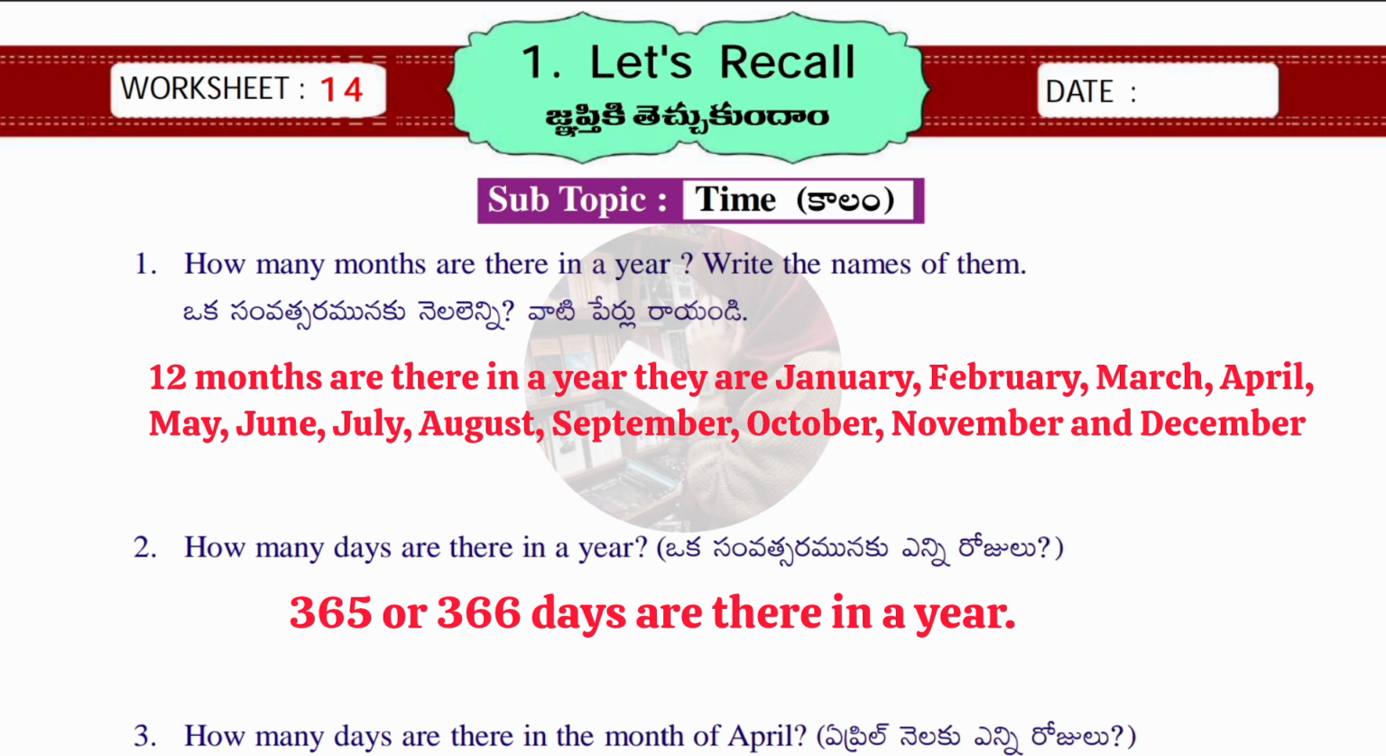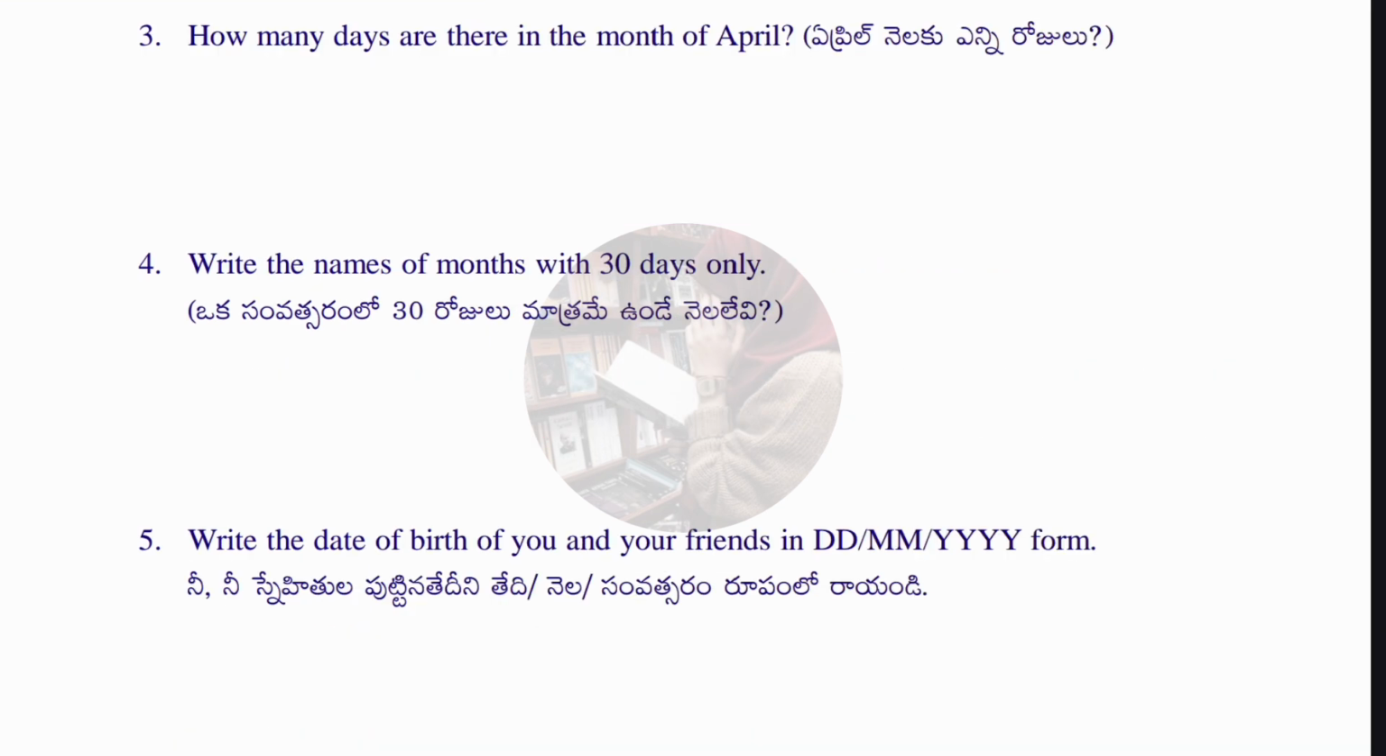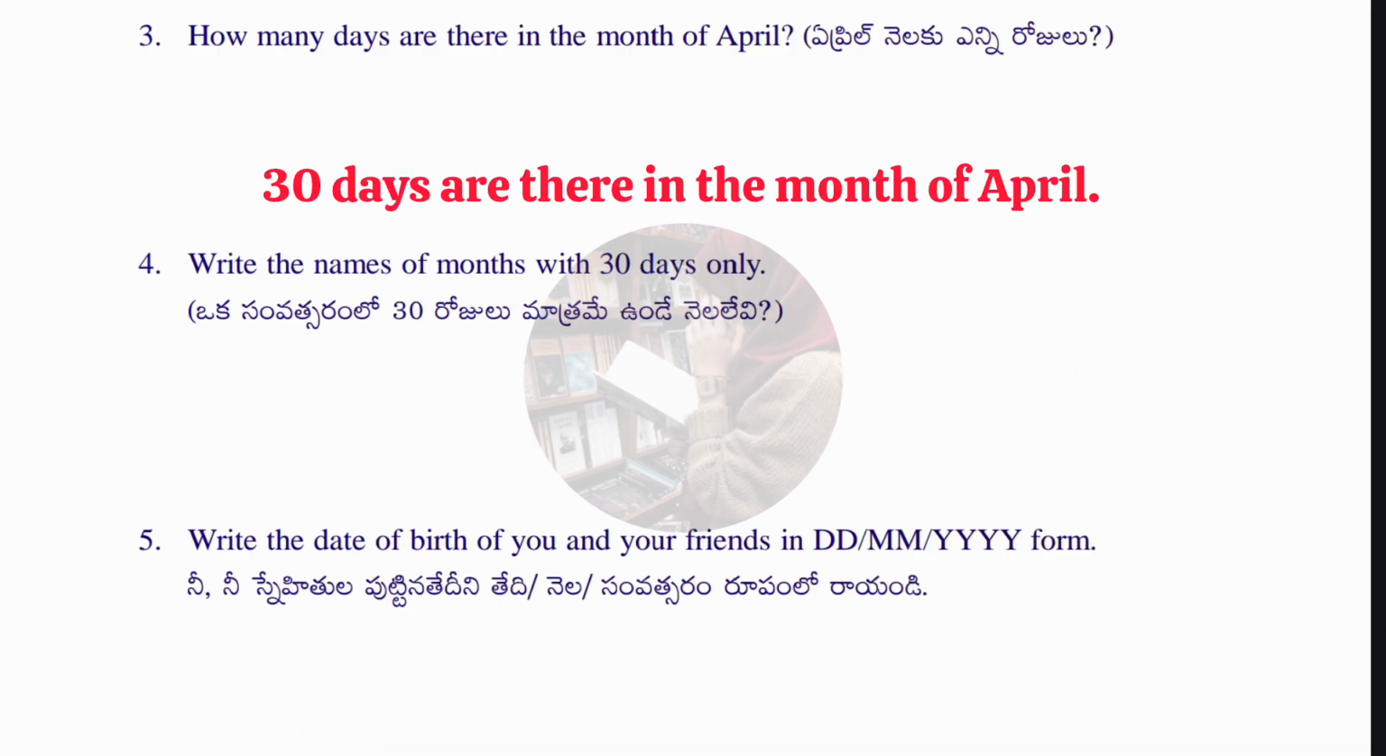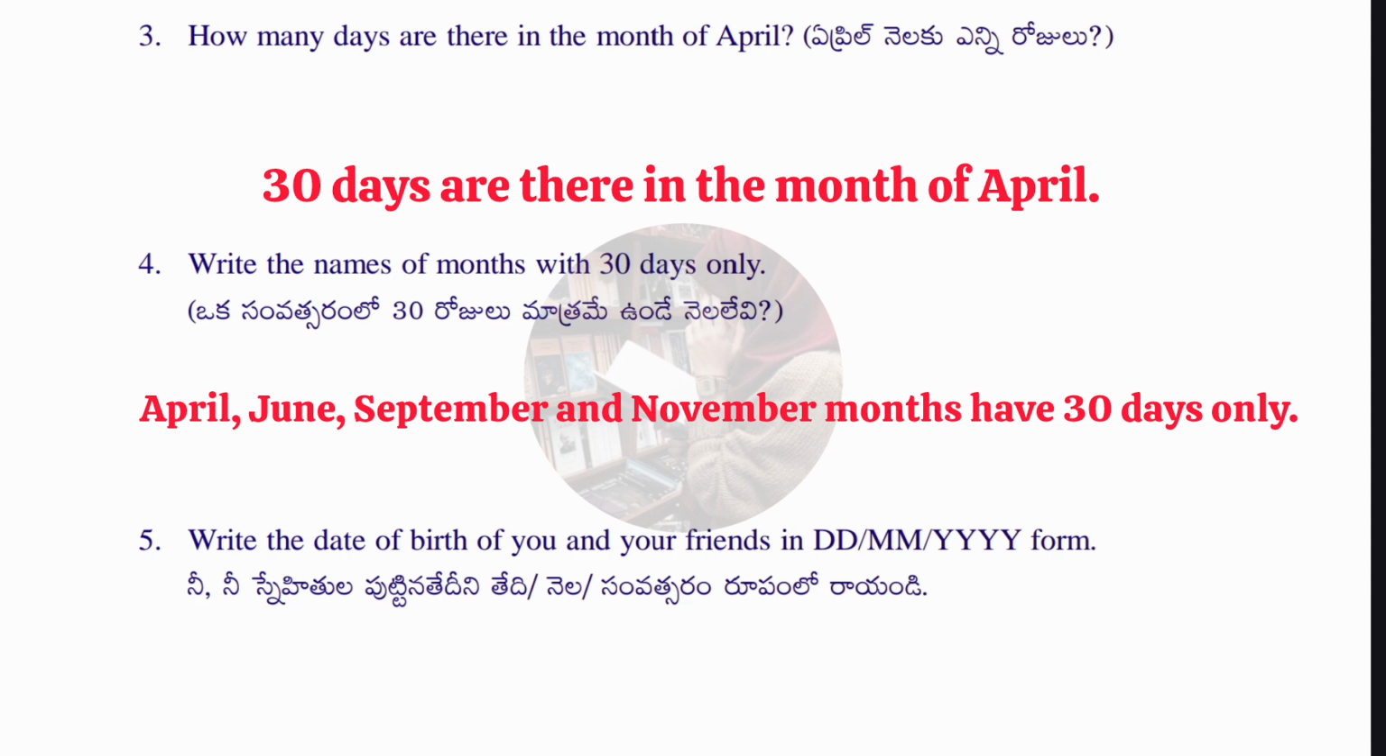Okay. Next third question is, how many days are there in the month of April? So 30 days are there in the month of April. Fourth question, write the names of months with 30 days only. So 30 days we'll get to see in April, June, September and November. Okay, where we have only 30 days.